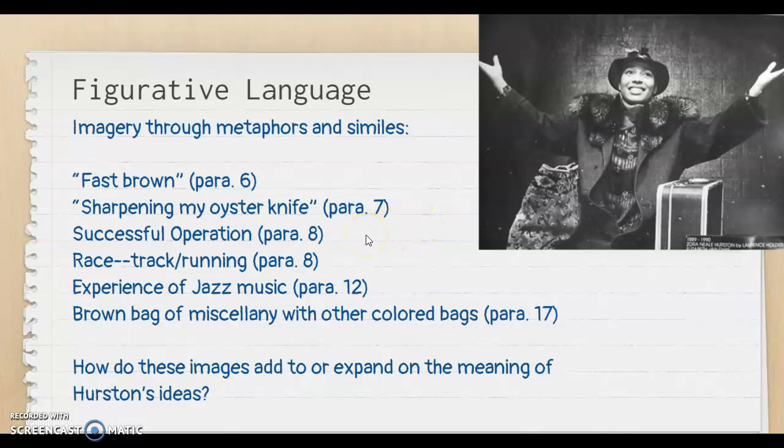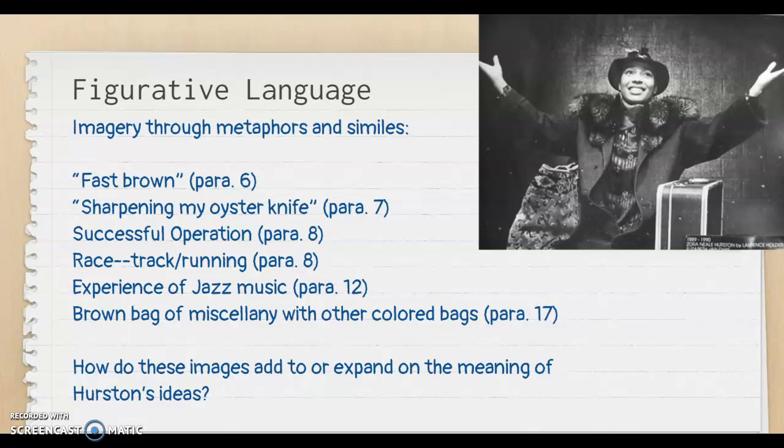In paragraph 8, she talks about slavery, and she says people are always like, oh yeah, you're the granddaughter of a slave, remember? And she's like, yeah, I know that, thank you. But she talks about how slavery for her was 60 years in the past. So this is the 1920s. Slavery ended in 1865. And she says, the operation was successful and the patient is doing well, thank you.